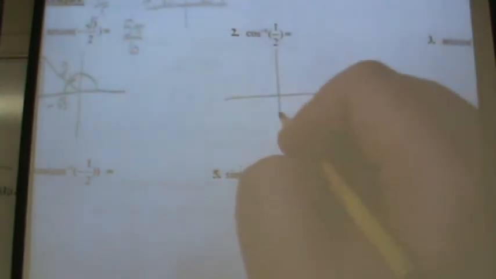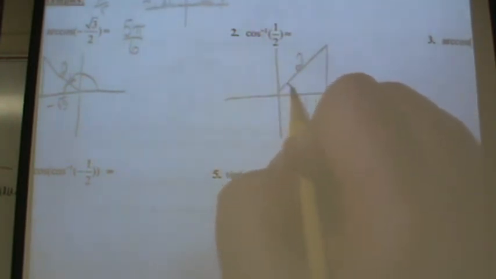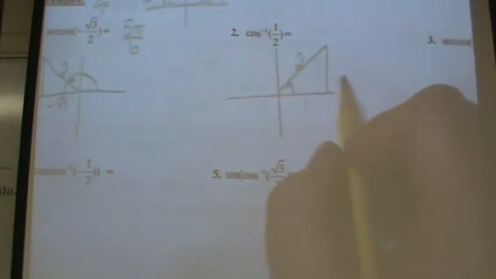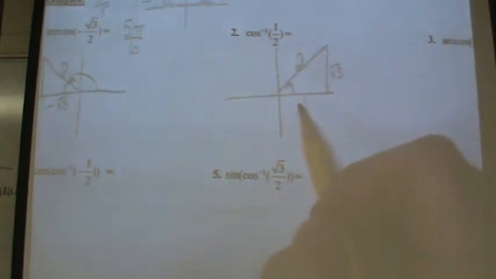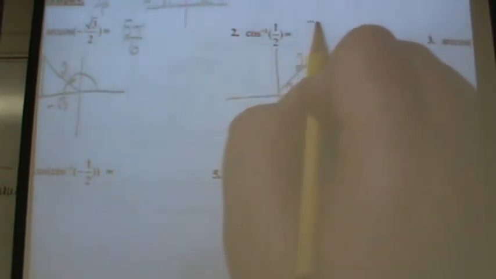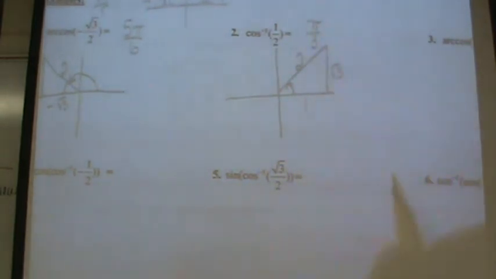Number 2, we're looking for the inverse cosine of 1/2. So this time, we have adjacent over hypotenuse, and we're looking for this angle from our 0. So we know that this is root 3 again. So, again, we're in our 30, 60, 90 triangle, and what angle is this? This is a pi over 3 angle, or a 60-degree angle.